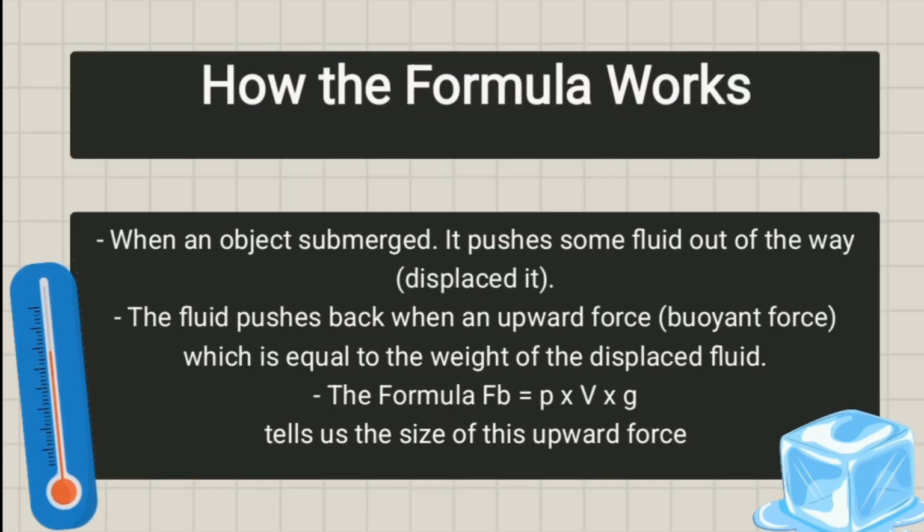So, here's how the formula works. When an object is submerged, it pushes some fluid out of the way. We call that displacement. The fluid pushes back with an upward force, or buoyant force, equal to the weight of the displaced fluid. So the more fluid an object displaces, the stronger the buoyant force it experiences. The formula F_B equals ρ times V times g tells us the size of this upward force.